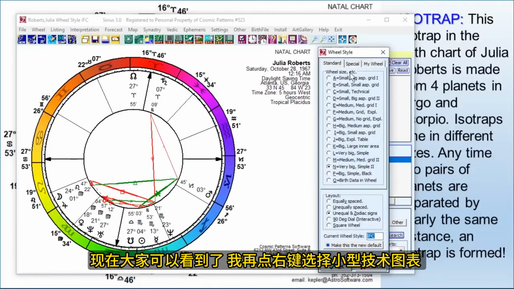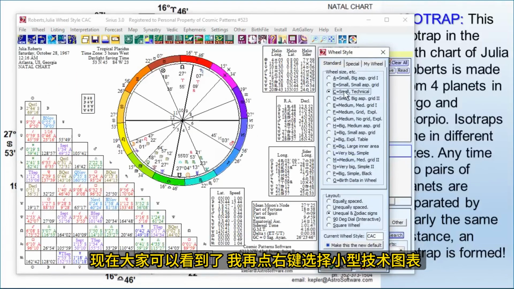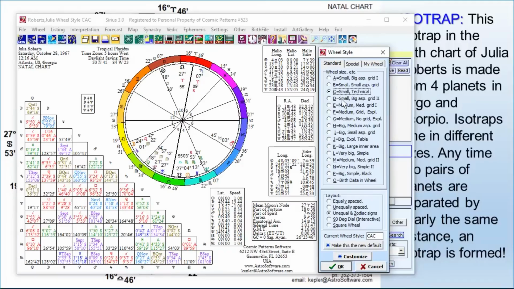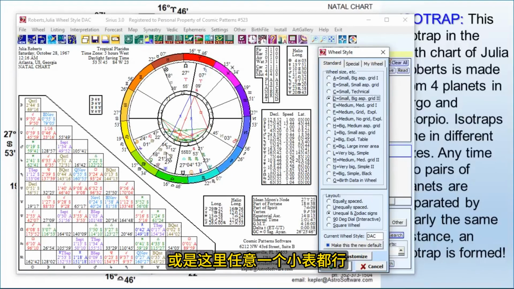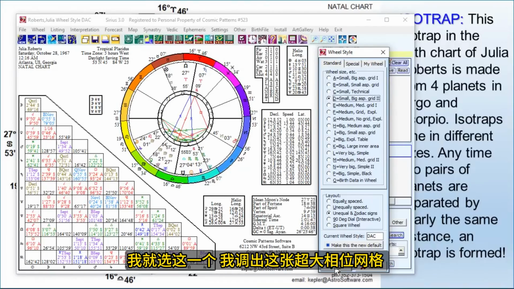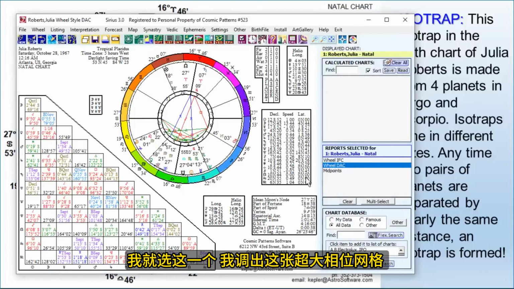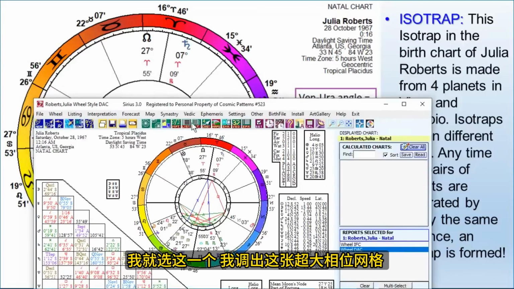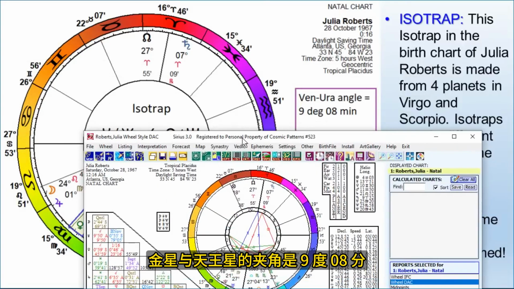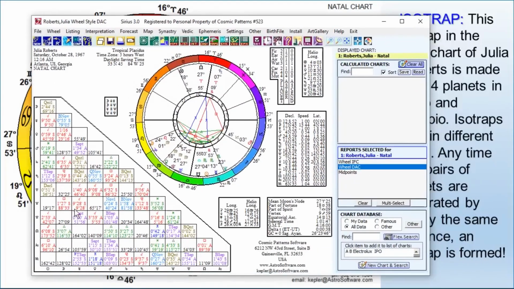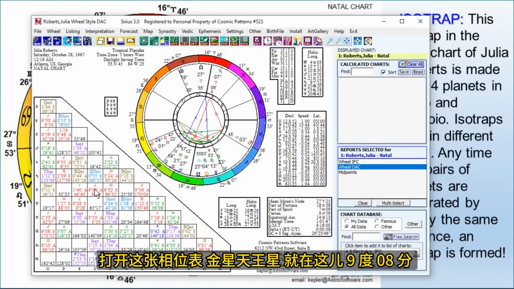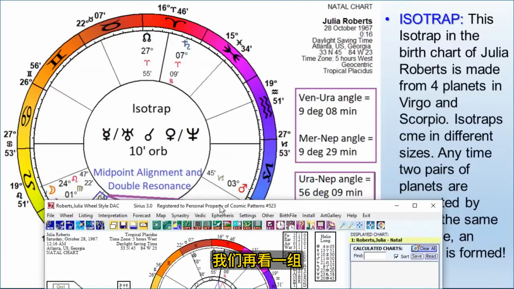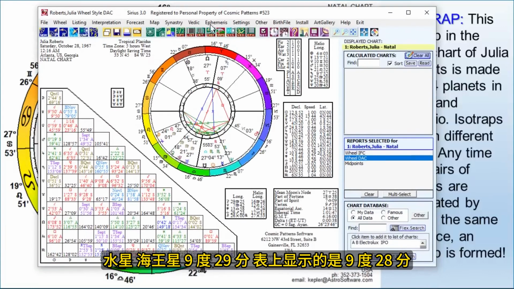So if I right click and I go to the small technical table, or any of these small ones, here's another small one. I'll just select that one. I've got a big aspect grid. And what was I going to say here? That the Venus-Uranus angle is 9 degrees 8 minutes. So if I go to this aspect grid, Venus-Uranus, there it is, 9 degrees 8 minutes. And let's just look at one more. Mercury-Neptune, 9 degrees 28 minutes.